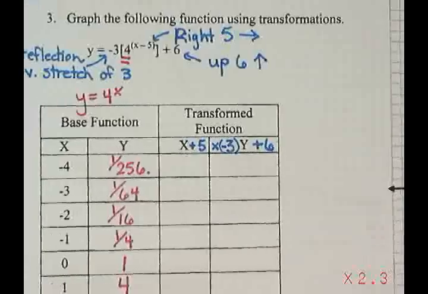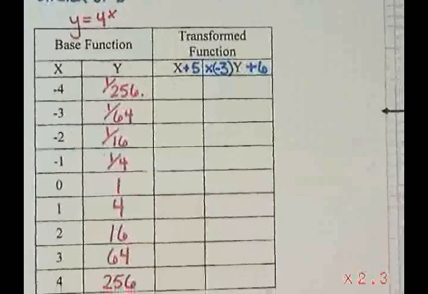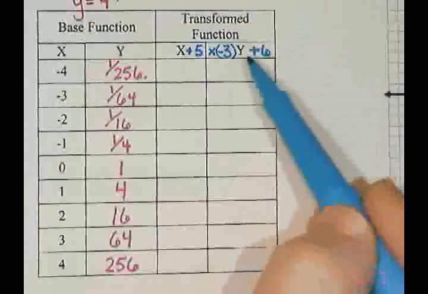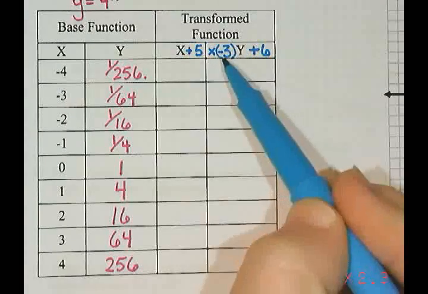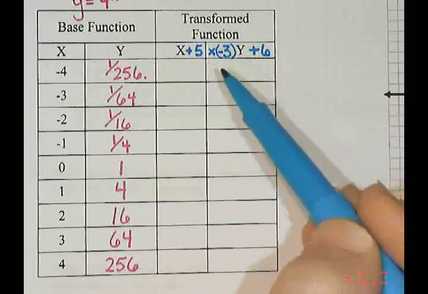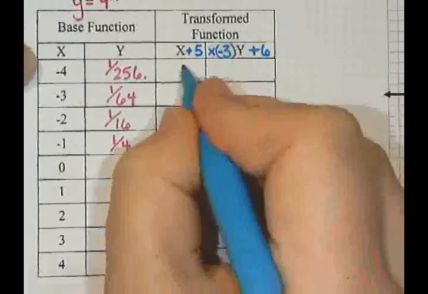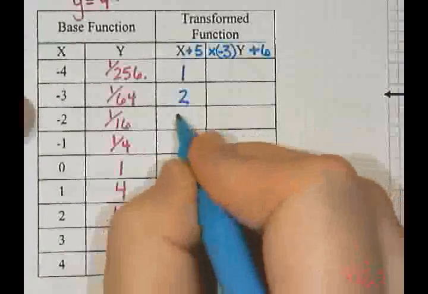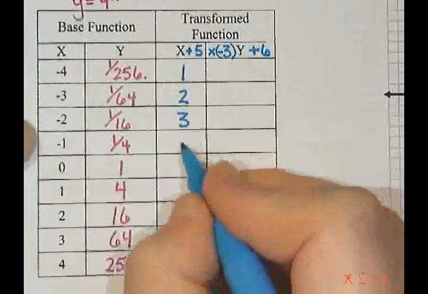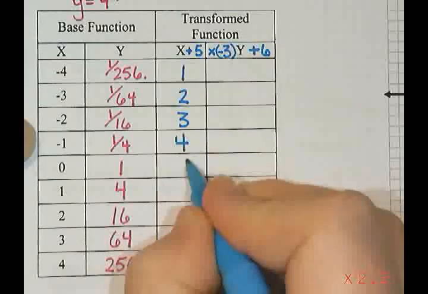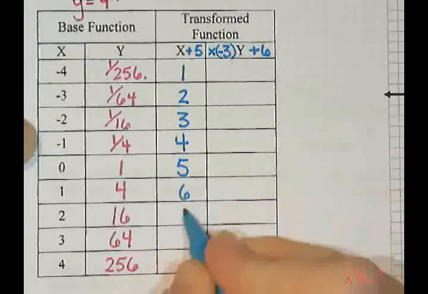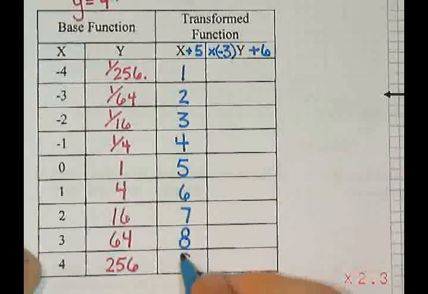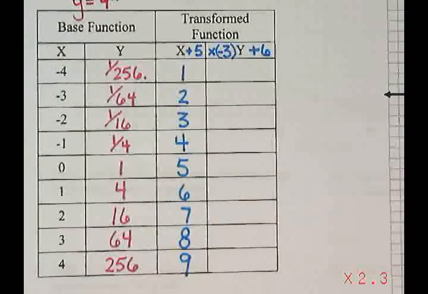So I'm going to take my table of values for the base function, and all of my x values I'm going to add 5, and to all of the y values we're going to multiply by negative 3 and add 6. So negative 4 plus 5 is 1, negative 3 plus 5 is 2, negative 2 plus 5 is 3, negative 1 plus 5 is 4. I'm definitely seeing a pattern here, but I always check the last one just to be sure. 4 plus 5 is 9, which is good.